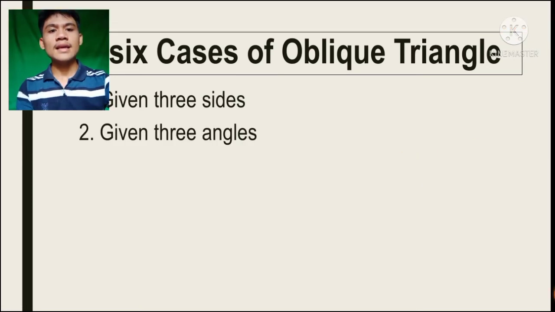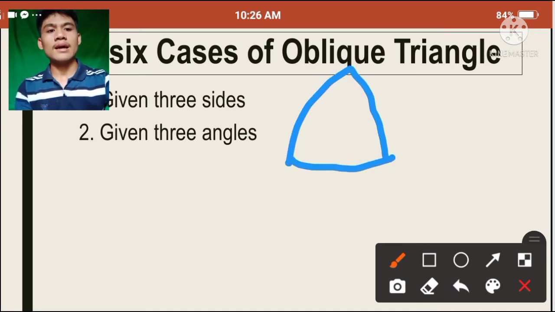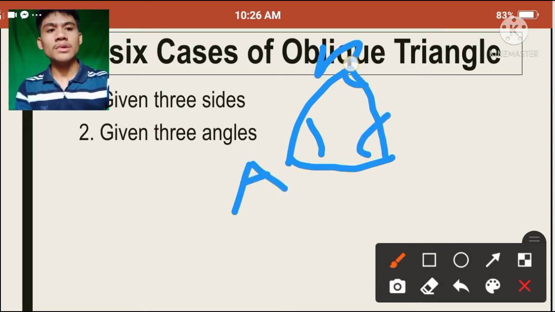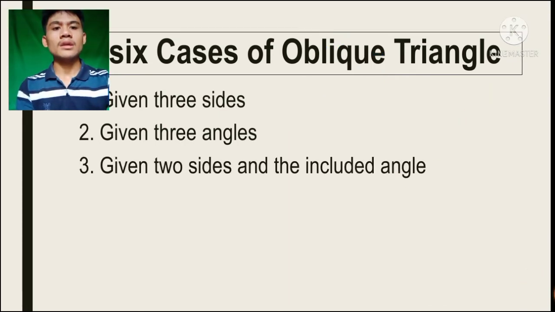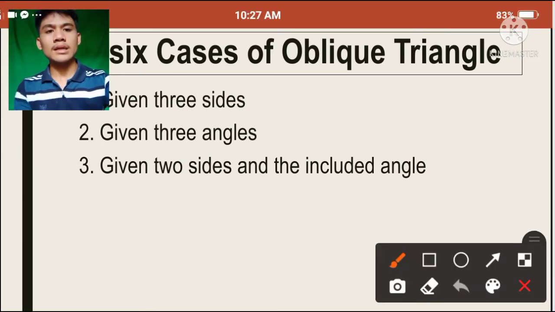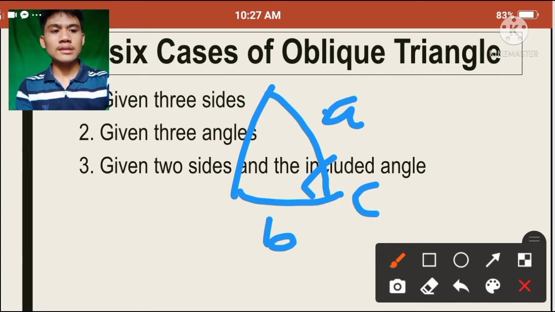Next, given the 3 angles. We have this oblique triangle and the angles A, B, and C. Next, given the 2 sides and the included angle. When we say included angle, it would look like this. Given the 2 sides, assume it is side A and side B, this would be the included angle C.